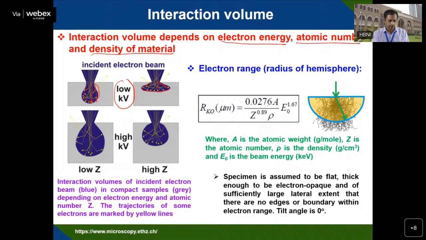But at high energy, you can see that the interaction volume is quite large in both low Z and high Z. So overall, the electron range is the radius of the hemisphere, and that radius depends upon the Z factor, the density, and the energy you are providing. The specimen is assumed to be flat when this phenomenon occurs, and then only the tilt angle matters. So you can find out how the energy of the electron is interacting with the material.